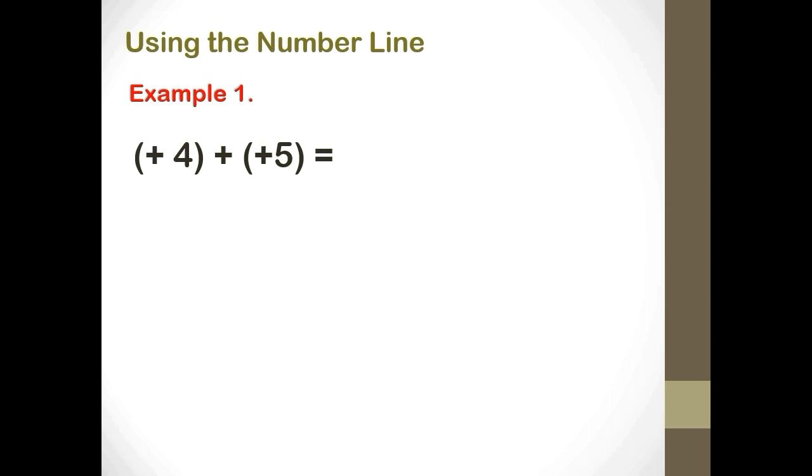Let us have our first example, positive 4 plus positive 5, or simply 4 plus 5, because in algebra, numbers with no signs are understood to be positive. Let us solve first using the number line method.